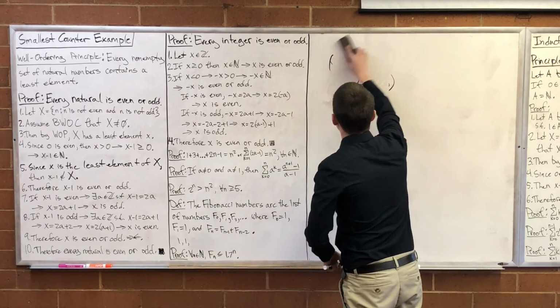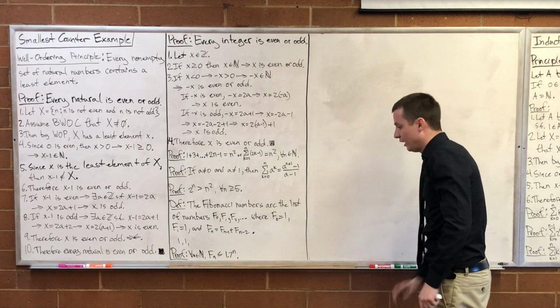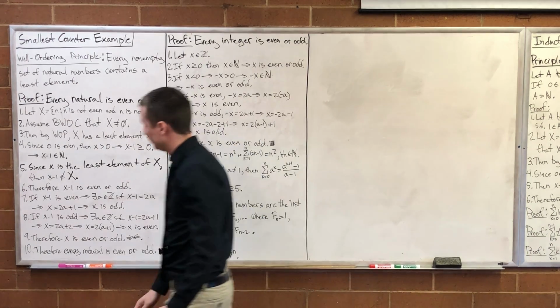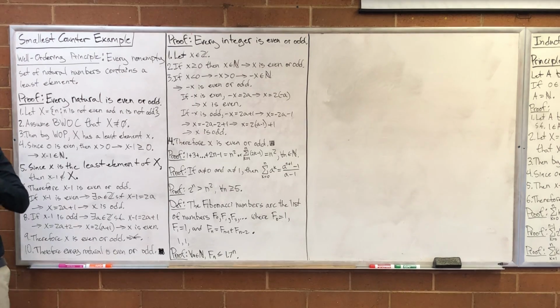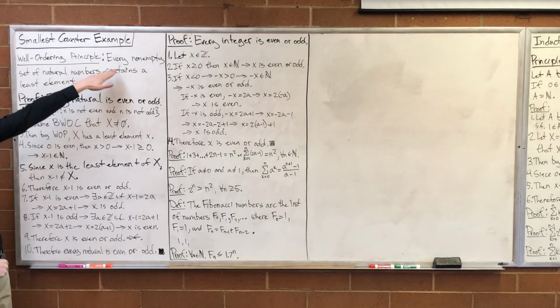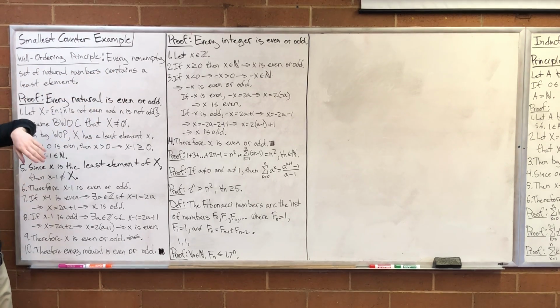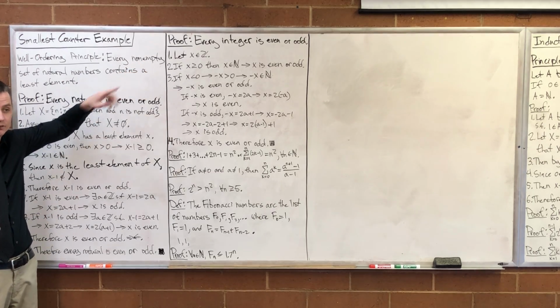So to get a smallest example, we need what's called the well-ordering principle. First let's go over what it is. It should be very intuitive. Well-ordering principle: every non-empty set of natural numbers contains a least element. If I have a set of natural numbers, there's a smallest thing in there. You can't give me a set of natural numbers that doesn't have a smallest element. Non-empty set of natural numbers. You understand what I mean?